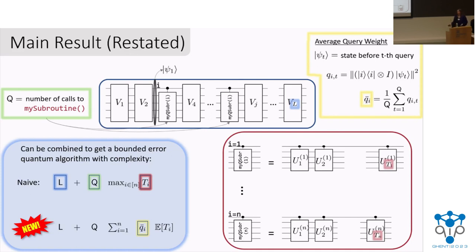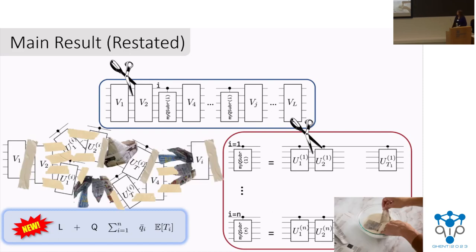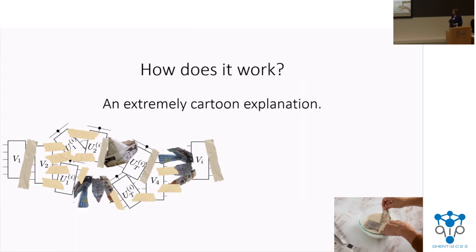I tried to convince you that it's not really obvious how you could combine this subroutine, which varies in length for different inputs, into this circuit. But we do manage to do this by taking our main algorithm and our subroutine, which we express as n different circuits, and chopping them up and recombining them in some way. I want to spend most of the rest of my talk giving a very, very cartoon explanation of how this is done. So this is going to be really at a high level, so maybe just relax and don't worry too much about the details.